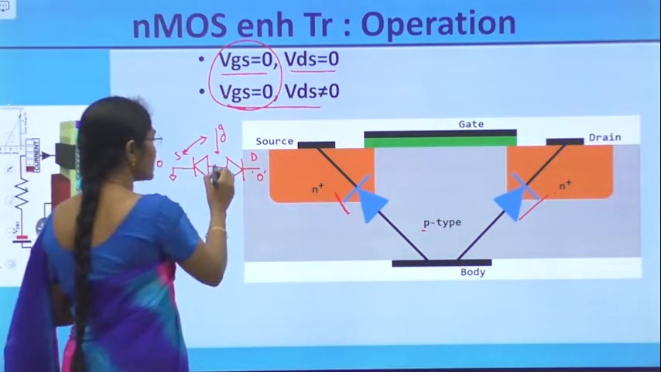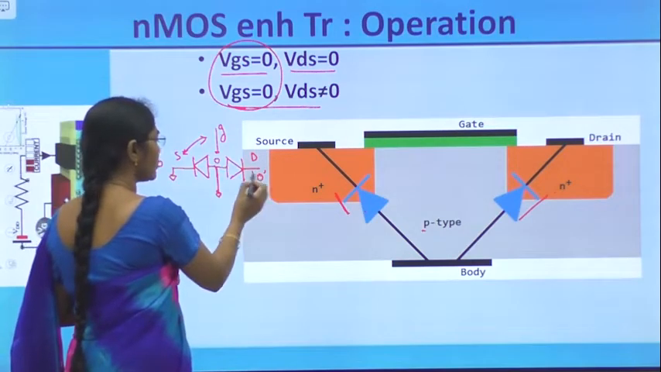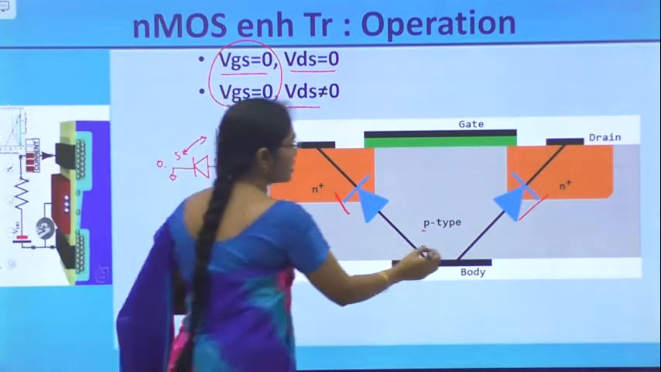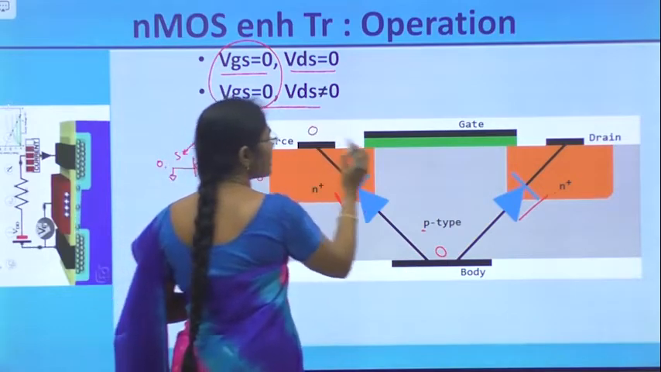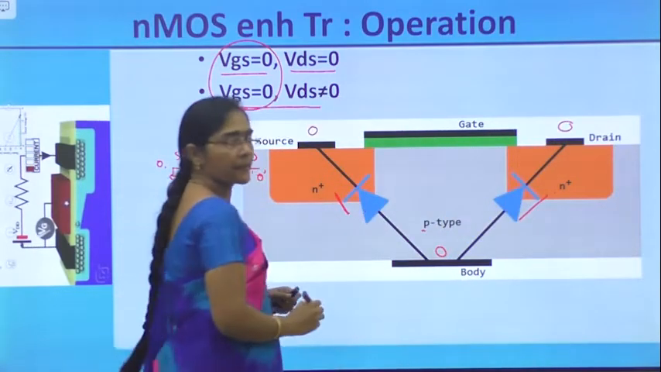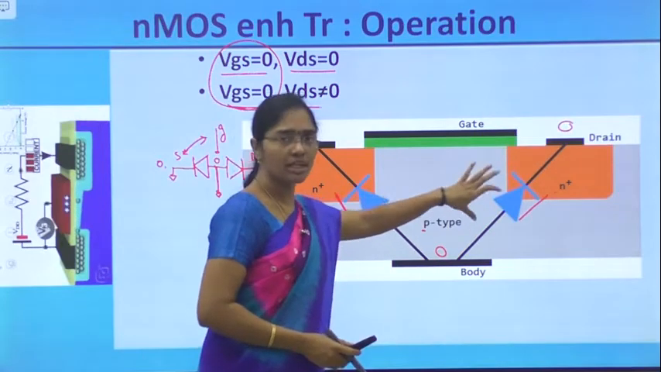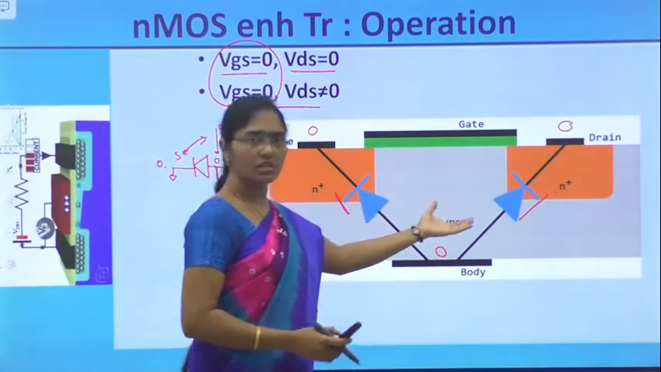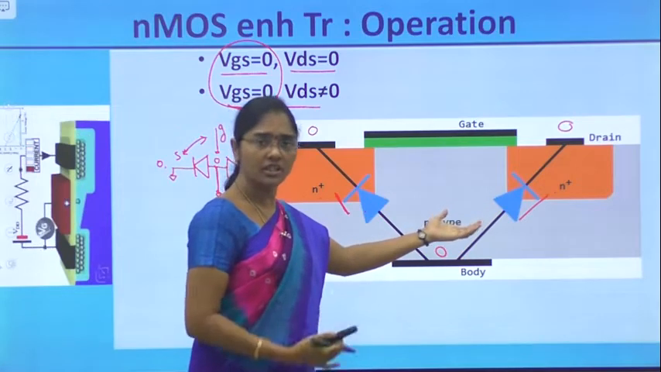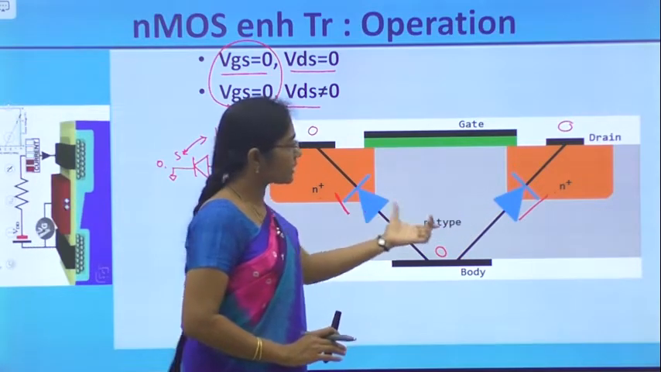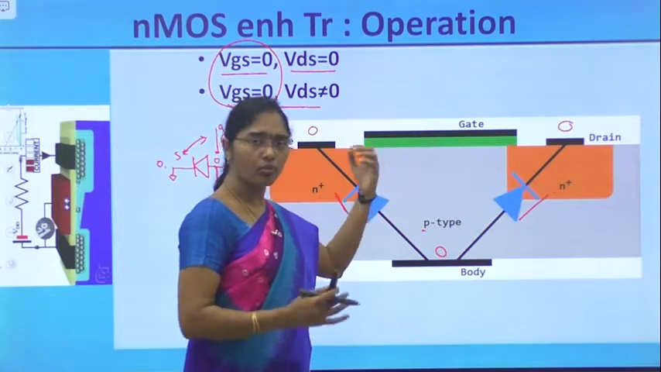Now the bulk is 0, so 0 potential everywhere. That means 0 voltage is there at all terminals. Now what will happen? Since both are equal potentials, it is neither forward bias nor reverse bias. It is simply two back-to-back diodes with an open connection.